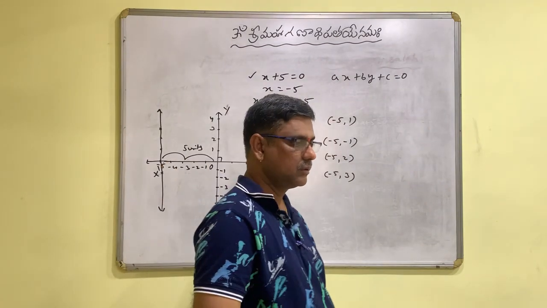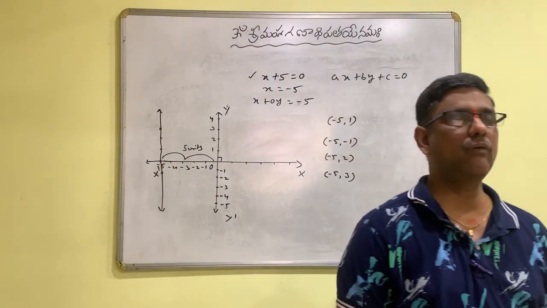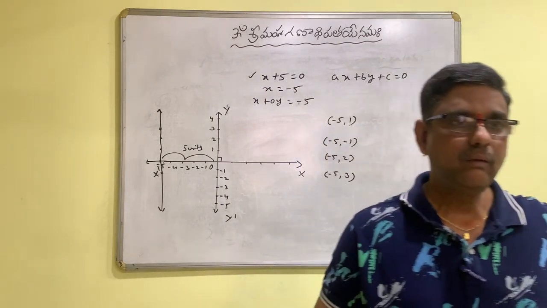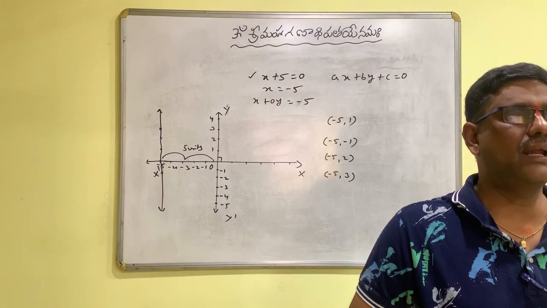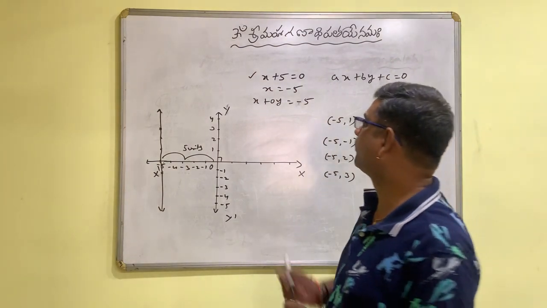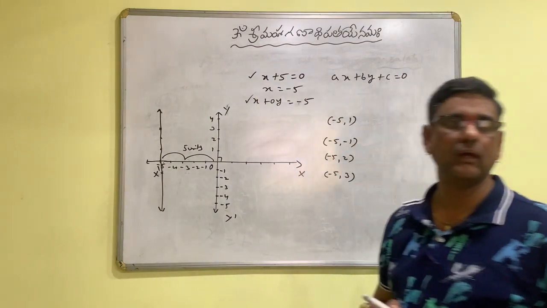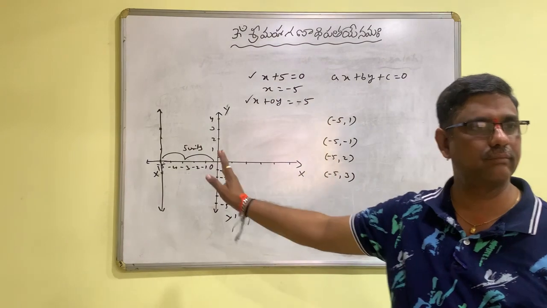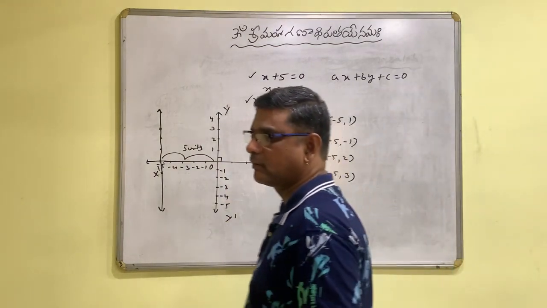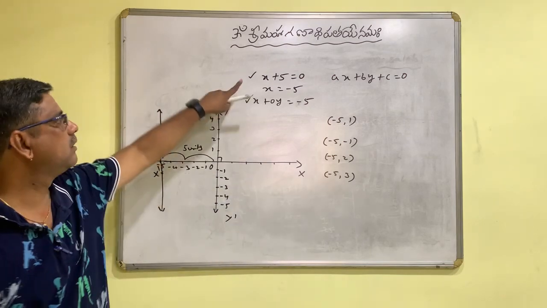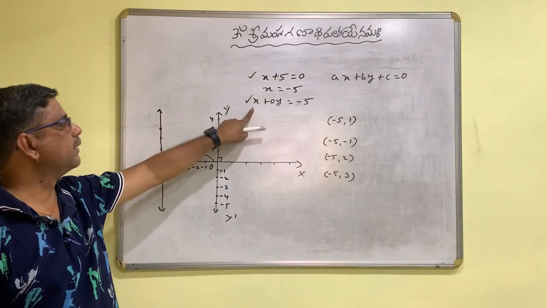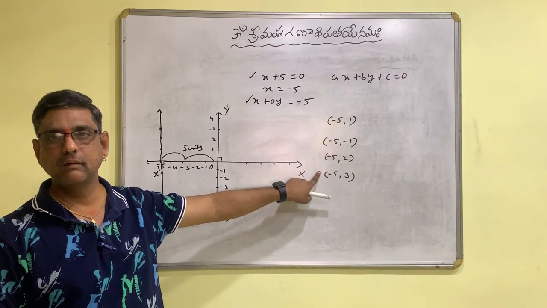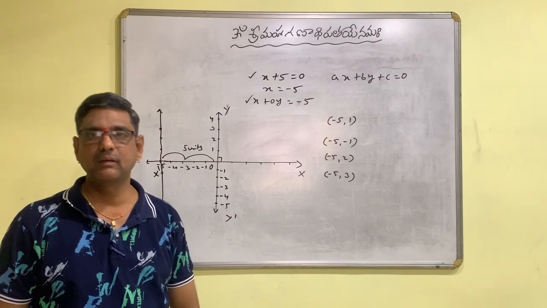So this is how we represent a linear equation in one variable in the graph. Converting a linear equation in one variable into a linear equation in two variables, and after that finding the solutions, then plotting in the graph.